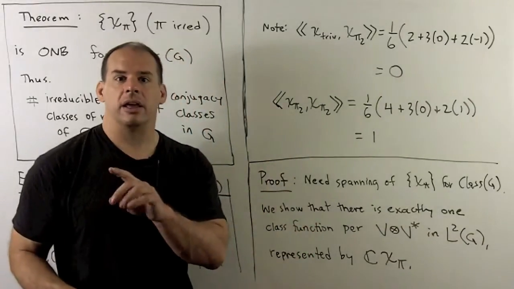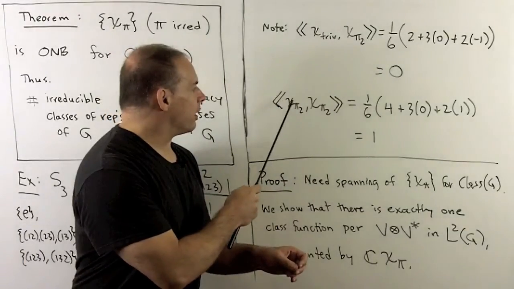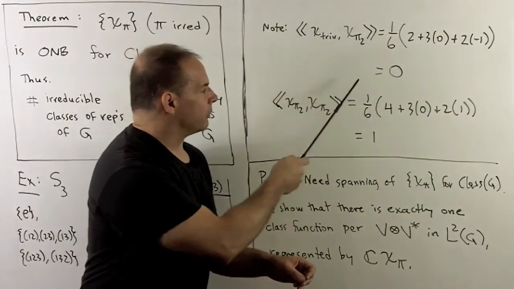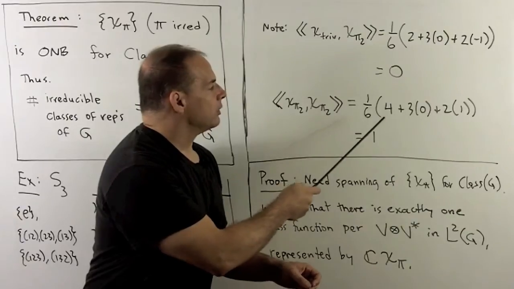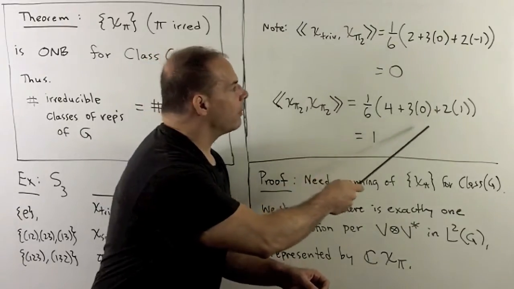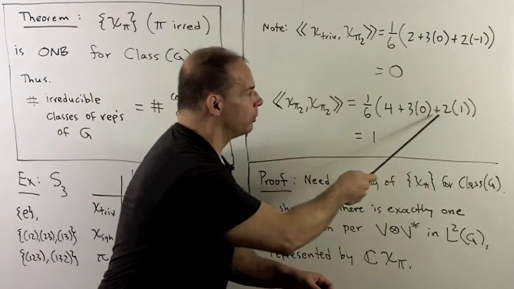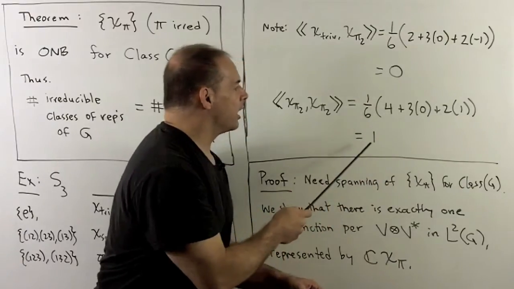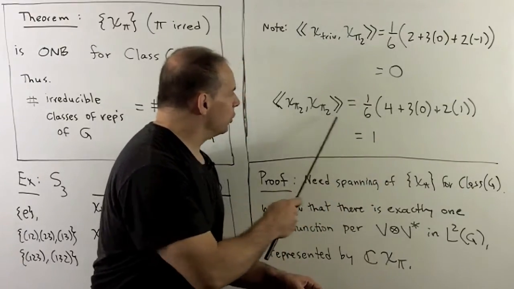On the other hand, if I take chi of pi 2 with itself, we have the 1/6 for the order of the group. The 2 squared goes to a 4, we have a 0, and then the -1 goes to a 1, we put a 2 in front, I get a 6, and a 1 comes out. So this is a unit vector.